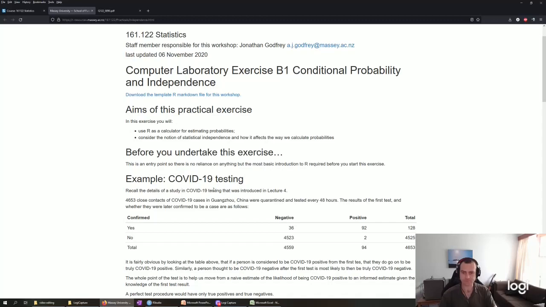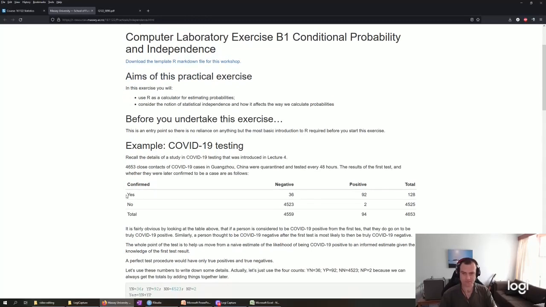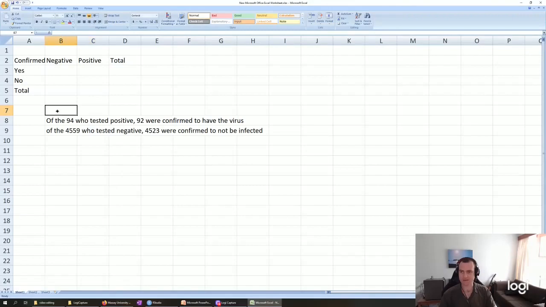Alright, now often, in this case we've been given the full table of counts, which is what we need to calculate our probabilities, but that's not always given to us in an exam or assignment. Often it's a common thing where we'll just be given partial information, but enough to put together the table for ourselves. So although we've got the full counts here, I'm just going to pretend that this is an exam and somebody has given me a question like this, and they've just said, out of the 94 people who tested positive, 92 were confirmed to have the virus, and of the 4,559 who tested negative, 4,523 were confirmed to not be infected. And so from that we are expected to be able to put together the table.